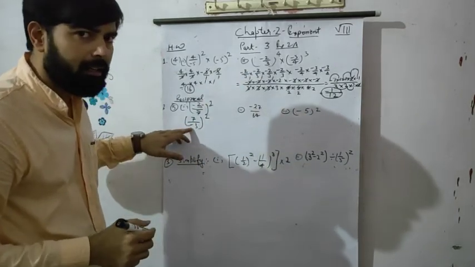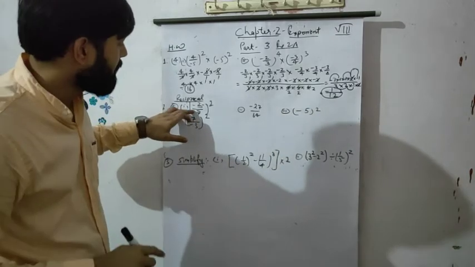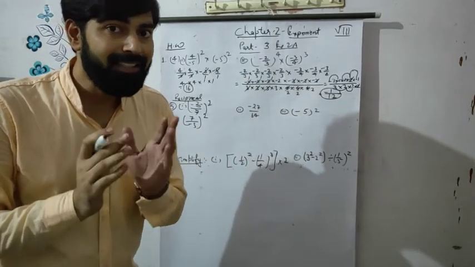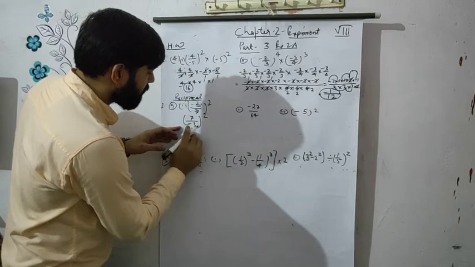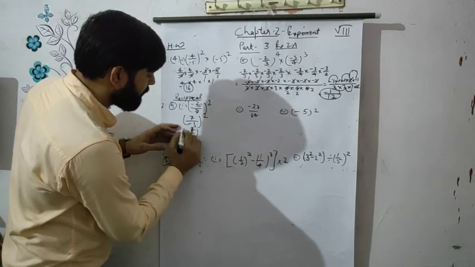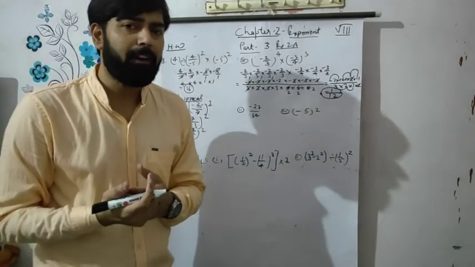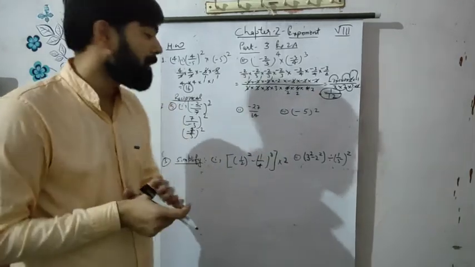But this is not the answer. Which number is this? This is a rational number. And we know that a rational number we always write in standard form. So minus 7 upon 3 raised to power 2. And how can we write any rational number in standard form? By multiplying by minus 1 with the numerator and denominator.